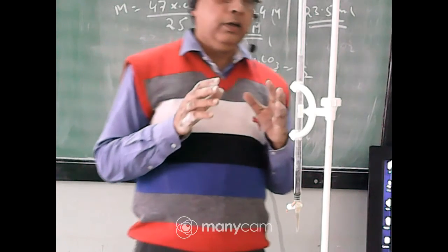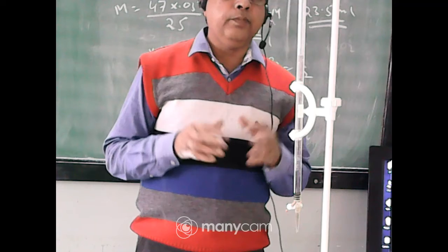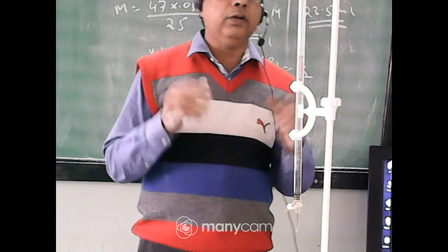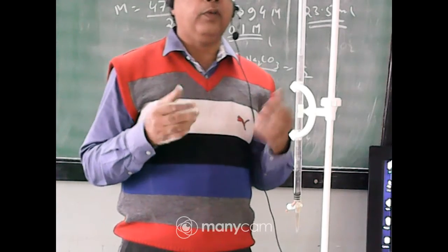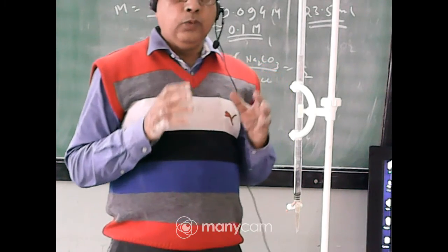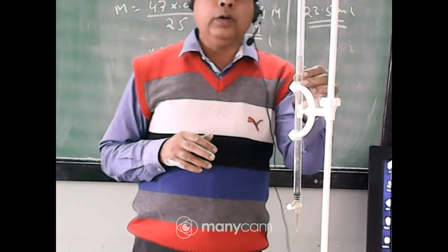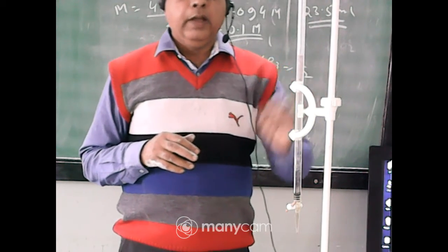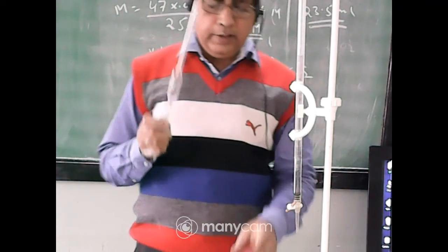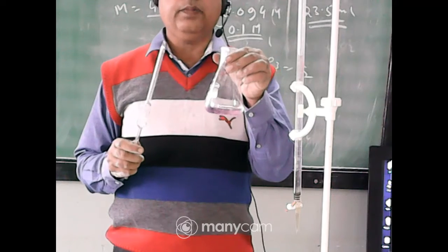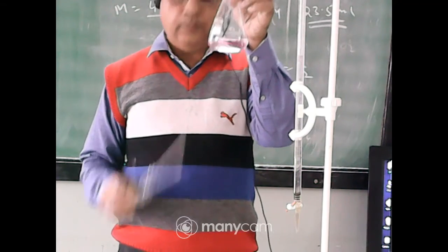You first take M/20 sodium carbonate or M/10 sodium carbonate, whichever is given in the question, and some unknown HCl solution, which is also supplied to you. Now fill the burette with sodium carbonate solution. Using a pipette, you take 25 ml of the given HCl solution in the conical flask.